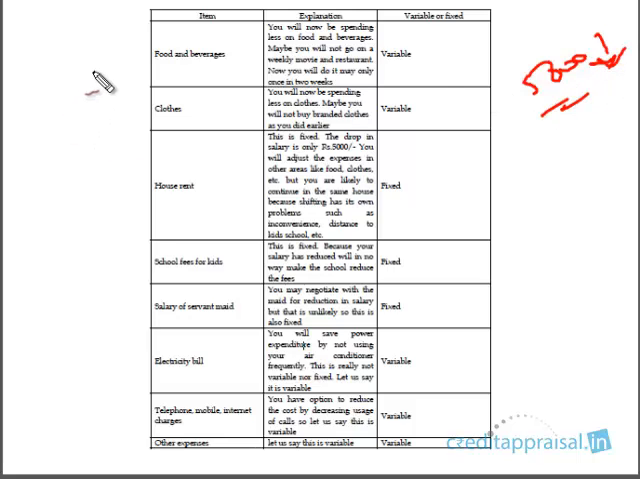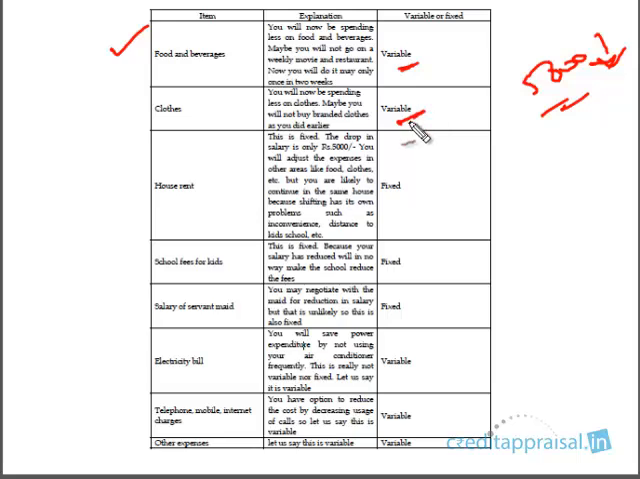Food and beverages is one expense which you can reduce. You can take some decisions and reduce your food and beverages expenses. Maybe your family has the habit of going to a restaurant once a week. Maybe now you will not go there because you will try to cut down on the expenses. So this is something that is variable, in the sense that you can control it.